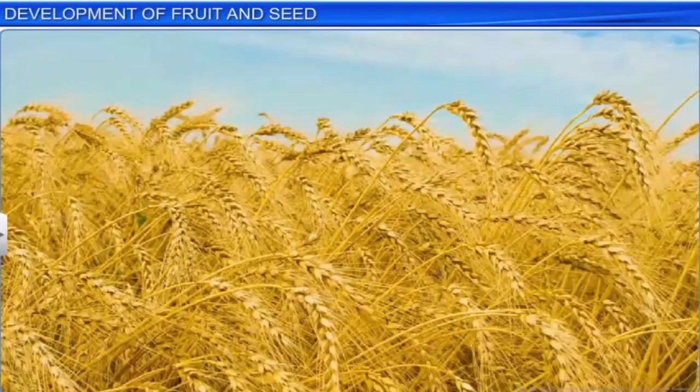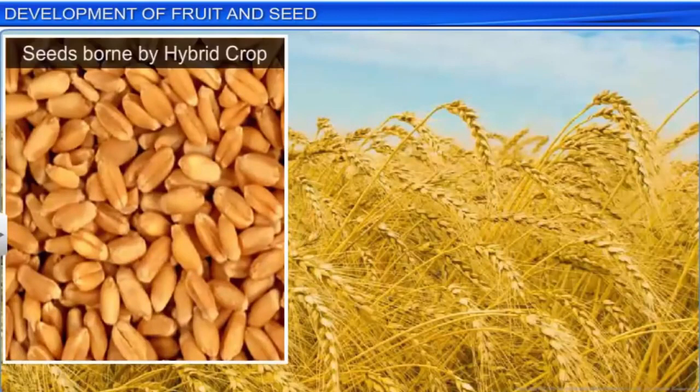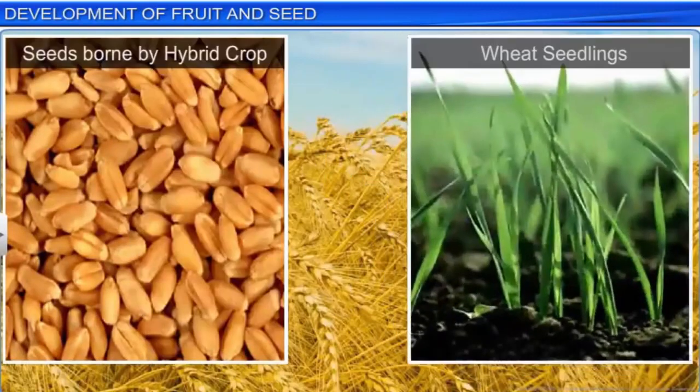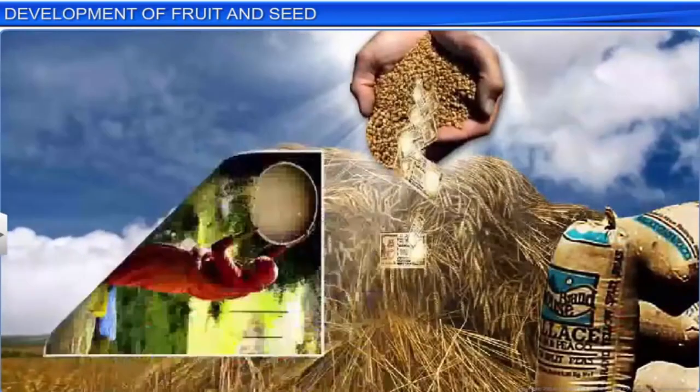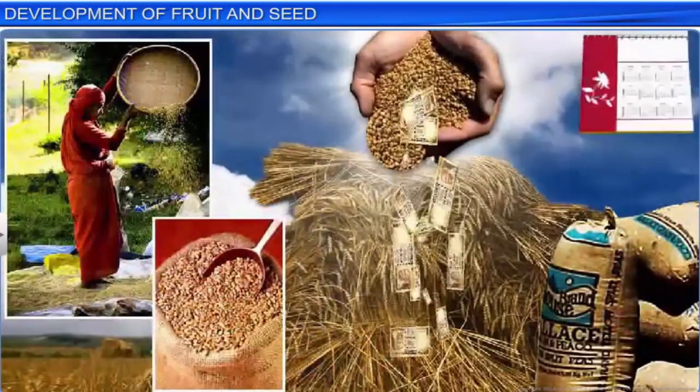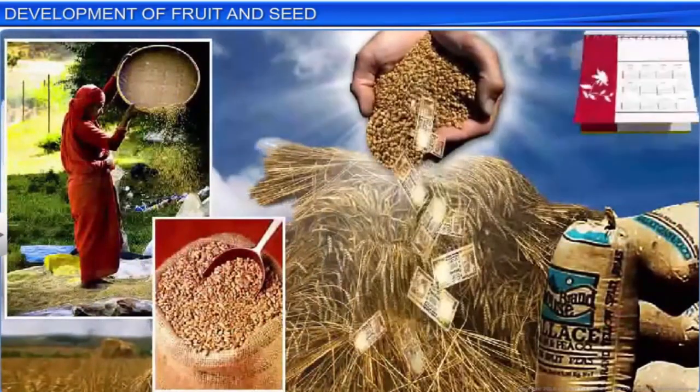However, when seeds borne by hybrid crops are sown, the seedlings do not exhibit the hybrid characters due to the segregation of characters. This forces farmers to purchase new hybrid seeds year after year, which is an expensive affair.